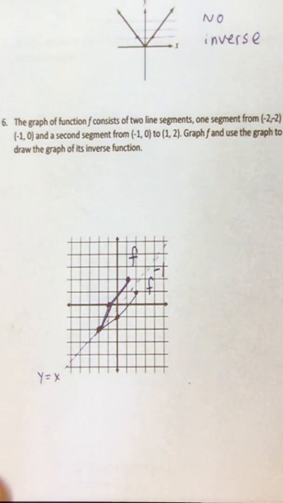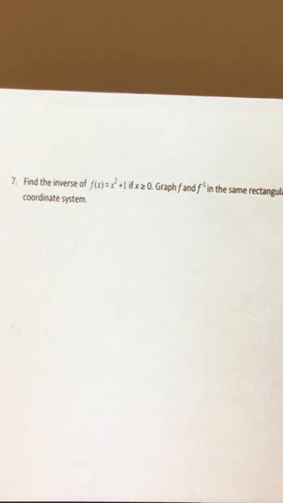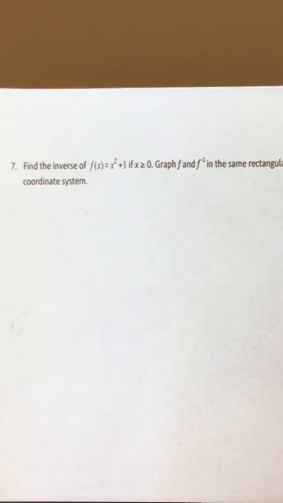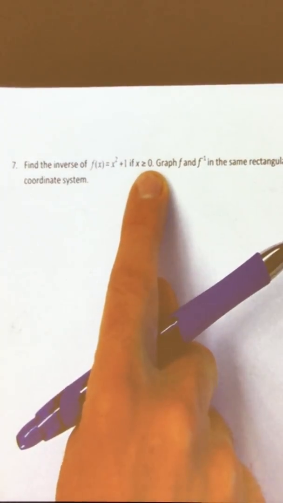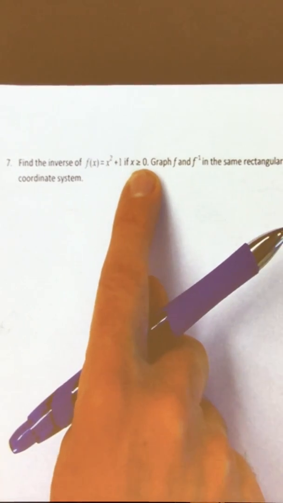Go on to problem number 7. Find the inverse of the quadratic function y equals x squared plus 1, restricted with x greater than 0. This is so that we have an inverse function.